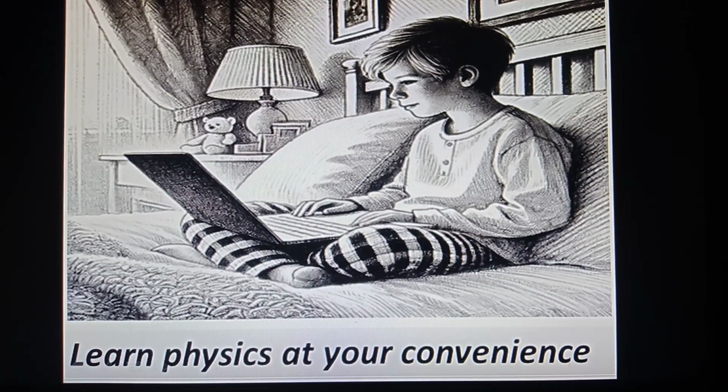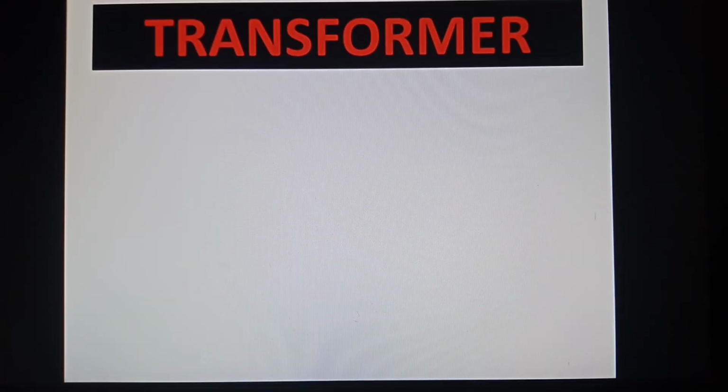The topic is transformer. We use electrical energy at our homes. This energy is provided by the power stations, which are far away from our homes. This electrical energy is transmitted from the power station to our homes through transmission lines. Due to resistance of the lines, some of the energy is wasted as heat energy.